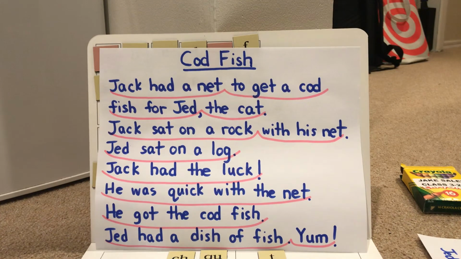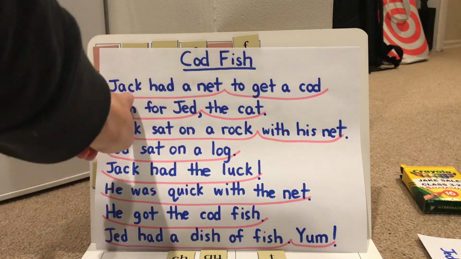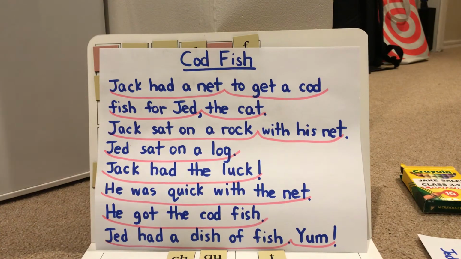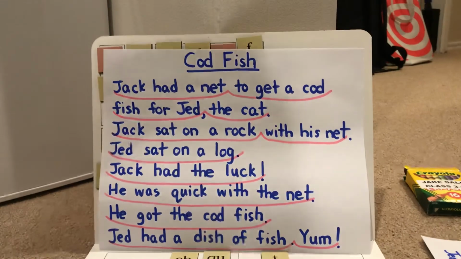Okay, so now we want to think about the story. We want to think about the characters, right? So who are the people or the animals in the story? We want to think about the setting, right? So where are they in the story and when do we think it occurred? And we want to think about the main events. So what do you think, boys and girls? Who are the characters in the story? And remember, you can go back and reread it. Right here, if you said Jack is a character, you're correct. And what about his fish, Jed?